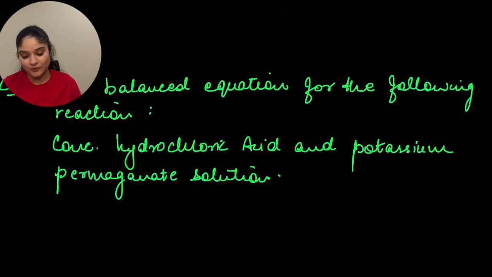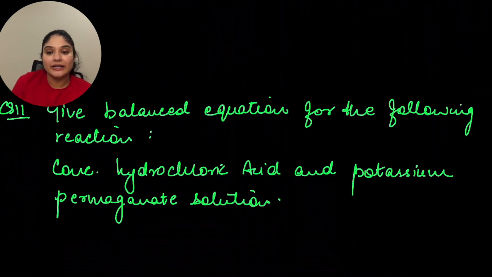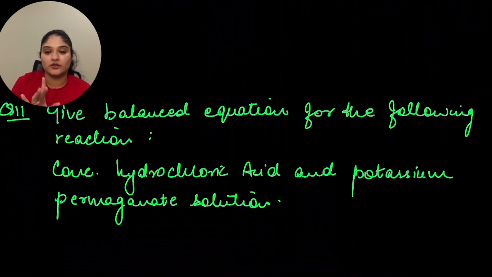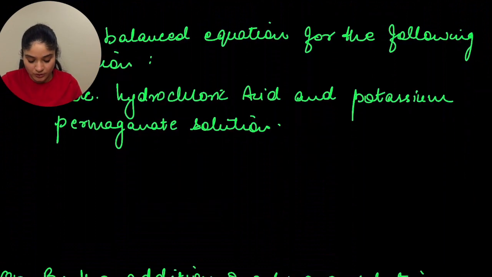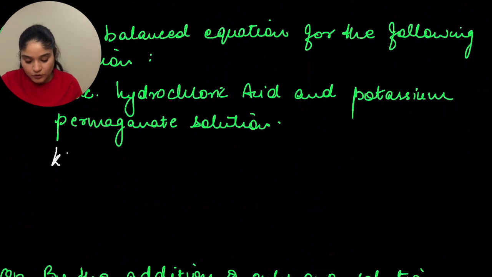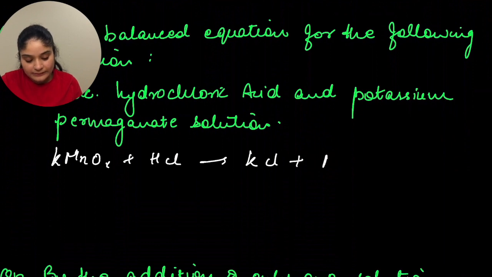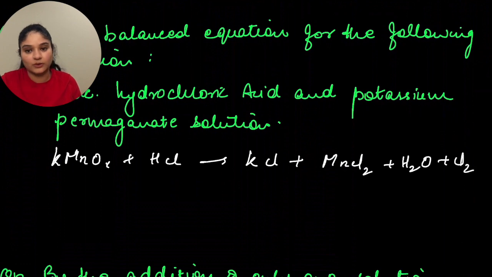Okay students, let's move ahead to the 11th question. Give the balanced equation for the following reaction. Concentrated hydrochloric acid and potassium permanganate solution. So potassium permanganate is KMnO4 plus HCl, and that will give me KCl plus MnCl2 plus water plus chlorine gas. So this is your reaction.